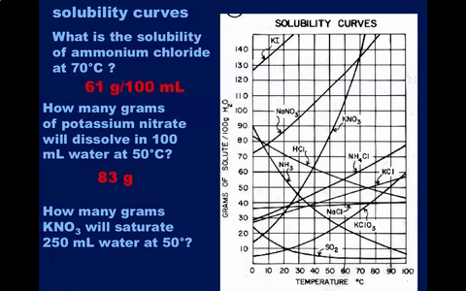So the next question, how many grams of KNO3, which is potassium nitrate, will saturate 250 milliliters of water at 50 degrees? So if you look at this graph, it's talking about 100 milliliters of water. So as I said before, it's just a proportion. We already looked up that at 50 degrees you're going to get 83 grams for every 100 milliliters. So you can set that up as a proportion: 83 over 100 equals x over 250. Then you can just do the butterfly and solve it for 207.5 grams. So it's just a proportion.